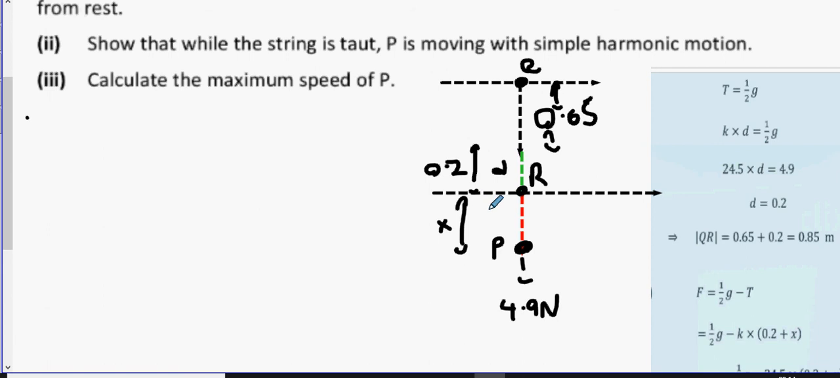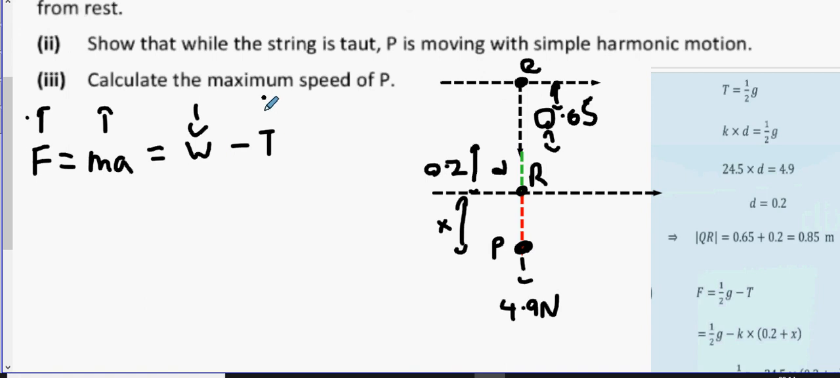Now, this time there's a net force moving upwards. Force equals ma. You're guaranteed that the net force is moving upwards because you've extended it too far down, and that means you're going to do your weight, which is going down, minus your tension going up, where tension is the bigger number. Mass is a half, so it's a half a, equals your 4.9 newtons.